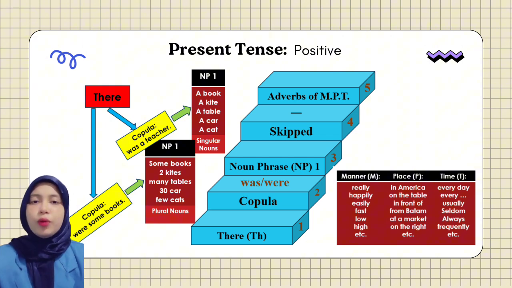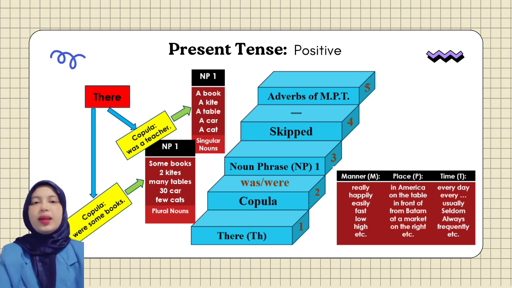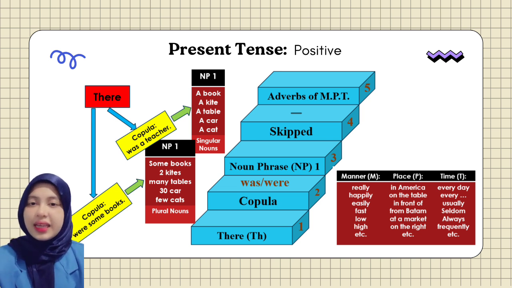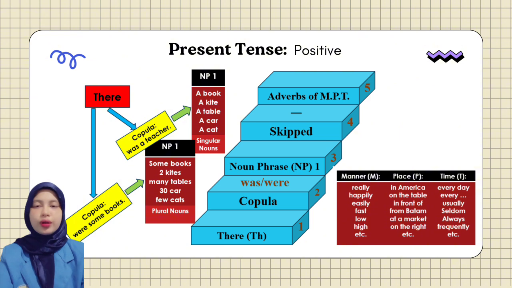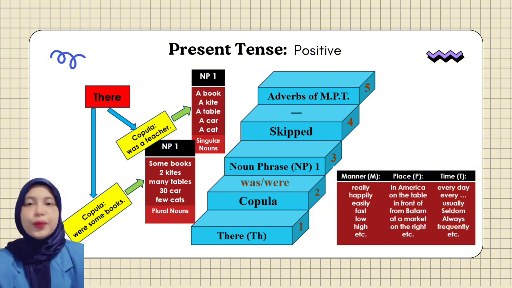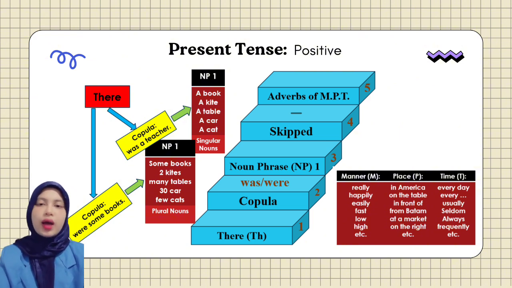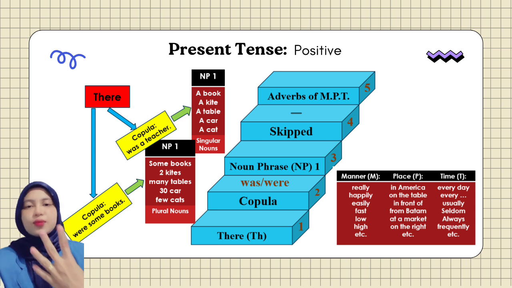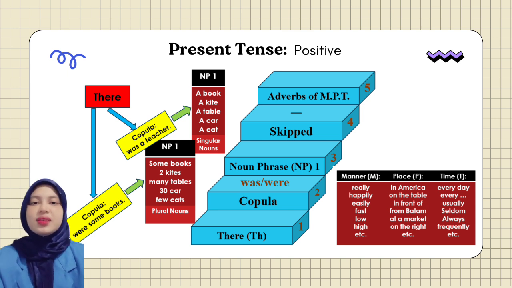Stairs 3, noun phrase 1. This is the subject of our sentence, specifying what exists or was present. It can be a singular noun like a book, a kite, or a cat, or a plural noun like some books, two kites, or many tables. Stairs 4, skip. For this specific structure, focusing on the copula and existence, we skip this step.